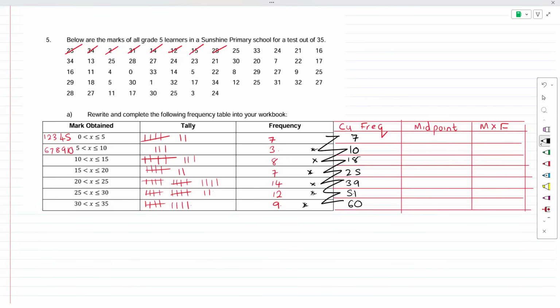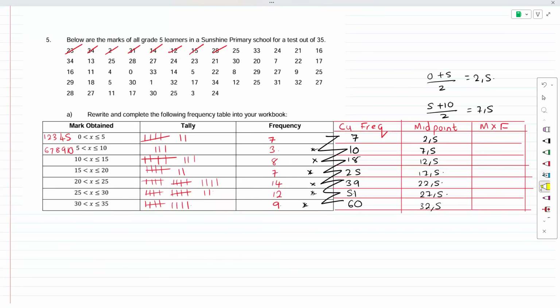Now, midpoint would be our interval. So we're going to take our interval. It's going to be 0 plus 5 is 5, divided by 2. So guys, 0 plus 5 divided by 2 is 2.5. And we're going to continue. Let me just write down the next one. 5 plus 10 divided by 2, and that's 7.5. So that's 7.5, 12.5, 17.5, 22.5, 27.5, and 32.5.